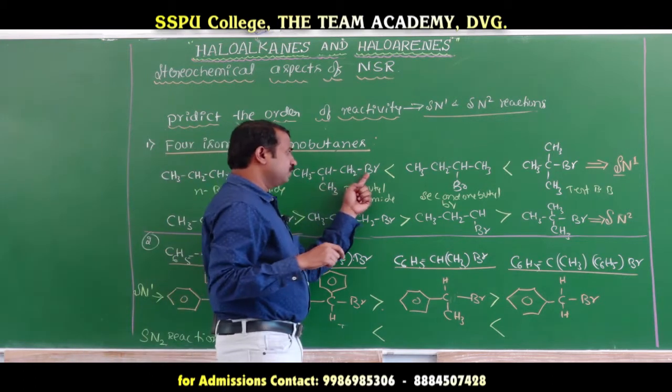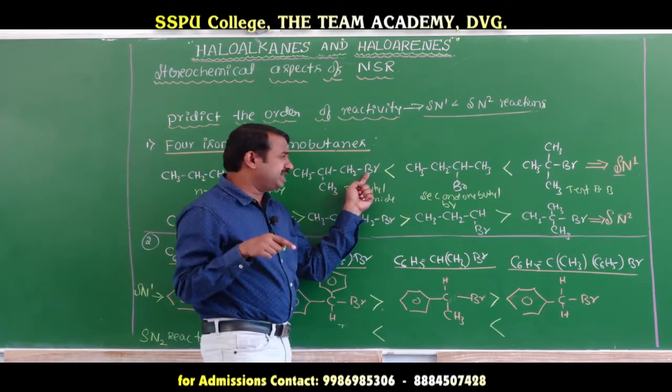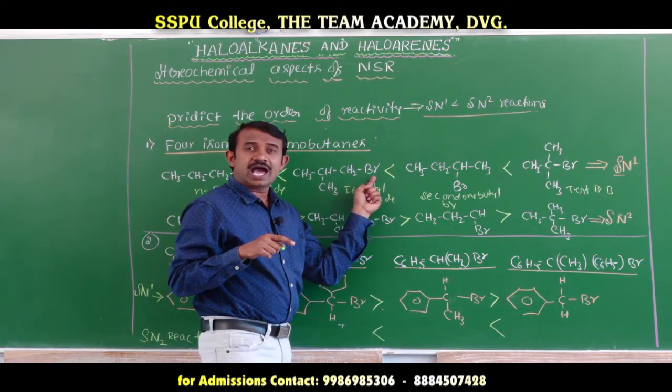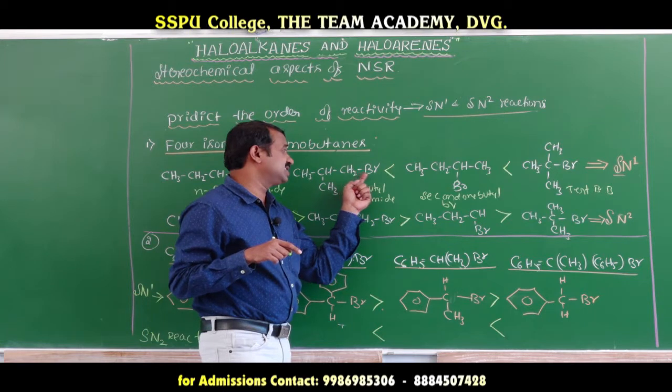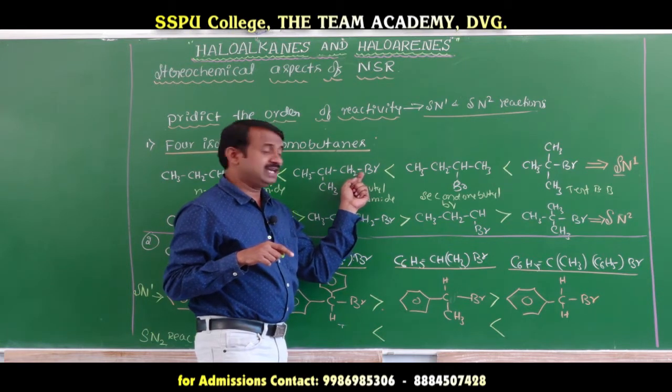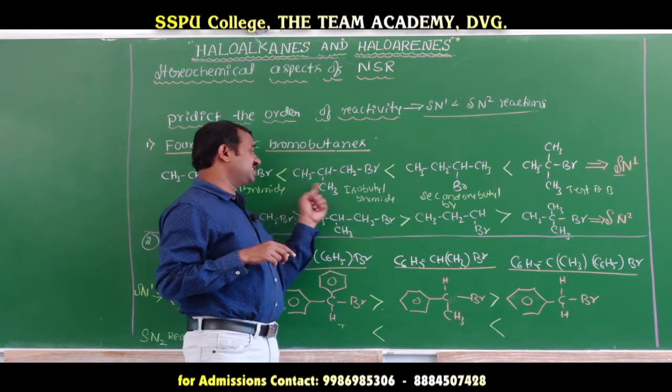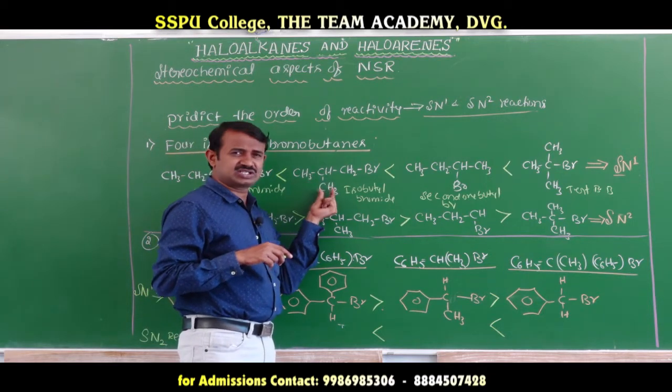Here also the halogen, the bromide, is attached to a carbon. Next carbon, this is also a primary haloalkane, meaning a monohaloalkane. This is having a primary haloalkane, but here the branch is there. This is chain isomerism. This carbon has a branch.